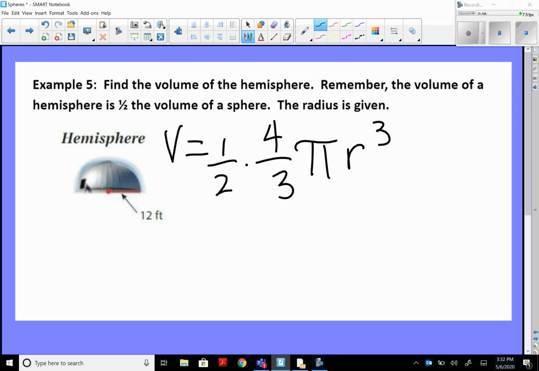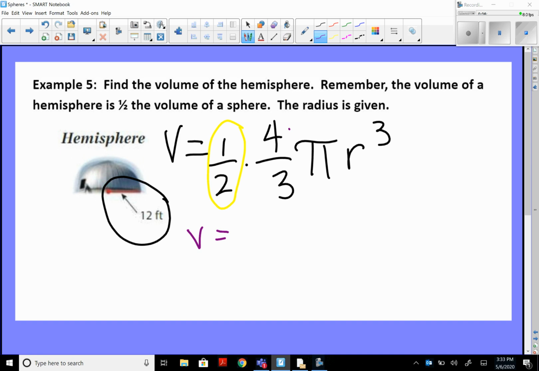All right. So take note of what we have here. We have the radius, and we have the radius is equal to 12 feet. So I'm going to use this formula. Remember, the only thing that's different is that I put this times 1/2 in there, since a hemisphere is literally a sphere cut in half. So I'm going to use the formula, and I'm going to plug and chug. I'm going to put the 12 into the formula for the value of r.